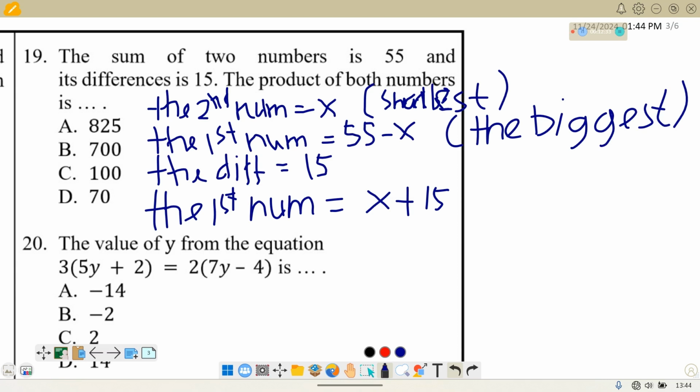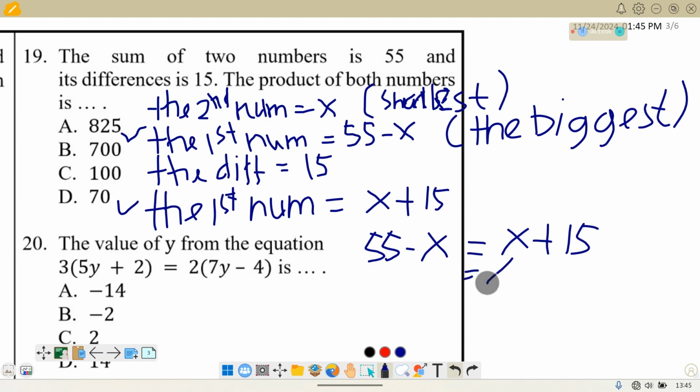Okay, so according to that, this is the first number, and this is also the first number, so we can make both of them the same. So let's construct the math equation like this: 55 minus x equals x plus 15. Okay, and then which one is bigger? It's up to you because both are the same. This is x, this is also x. Now let's try to cancel the positive 15.